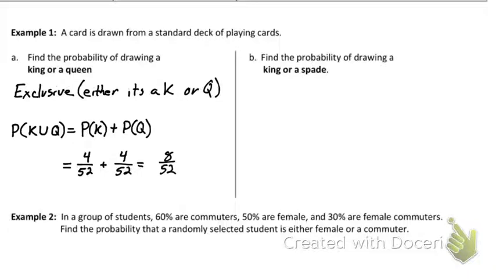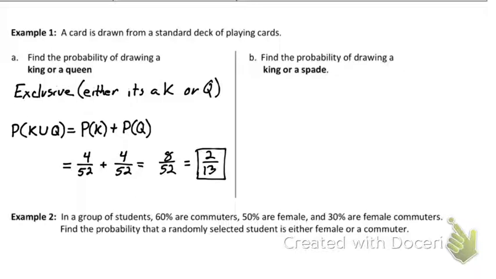We can simplify that. 4 goes into both things. So we're going to have, did I say 2 or 4? Oh, 4 does. So we're going to have 2 over 13. Or means add, or means you have to decide is it exclusive or inclusive.